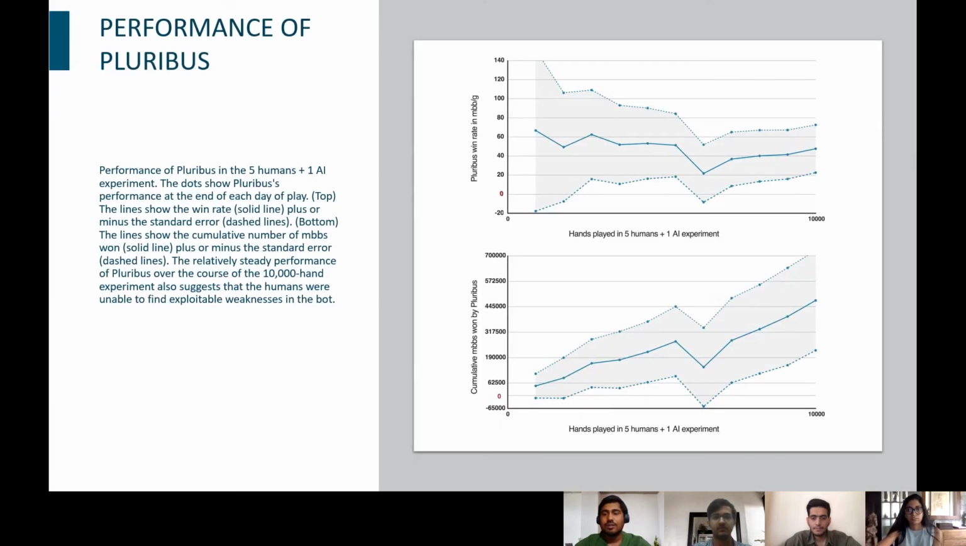These graphs show the performance of Pluribus when it played with 5 other humans, all experienced poker players with over $1 million in poker winnings each. The dots show Pluribus's performance at the end of each day of play for 12 days. In the top graph, the solid line shows the winning rate and the dashed line represents the standard error. In the bottom graph, the solid line shows the cumulative MBB and the dashed line is the standard error for the same. It can be observed that Pluribus has a relatively steady performance over the course of the 10,000 hand experiment, suggesting that humans were unable to find an exploitable weakness in the bot.